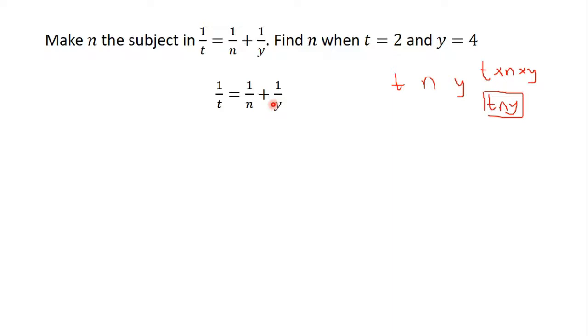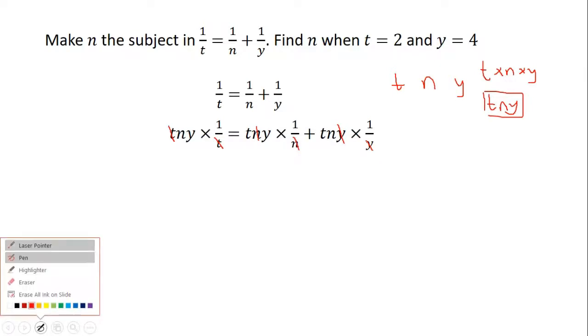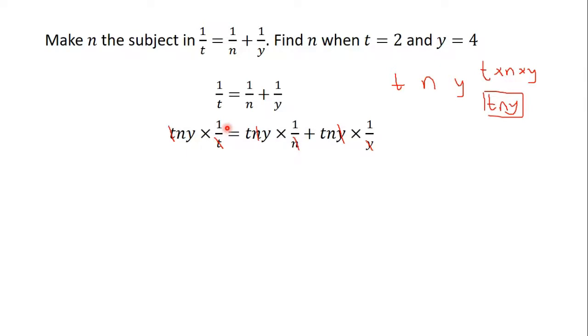We are going to multiply each term by the LCM, which is tny. So we multiply 1 over t by tny, we multiply 1 over n by tny, and we multiply 1 over y by tny. From here, you do the cancellation. So you can see that t will cancel t, n will cancel n, and y will cancel y. So in effect, we are going to get ny times 1. Ny times 1 is ny.